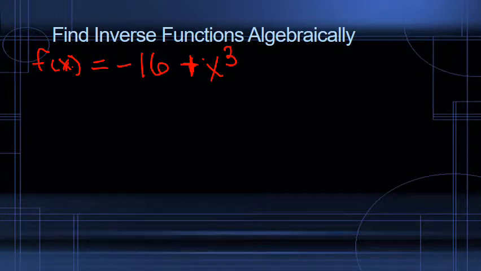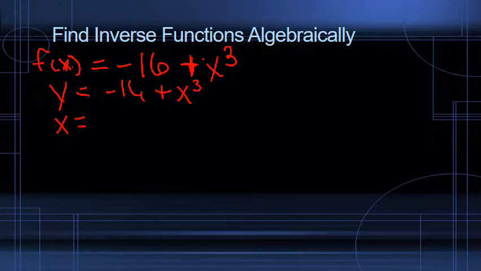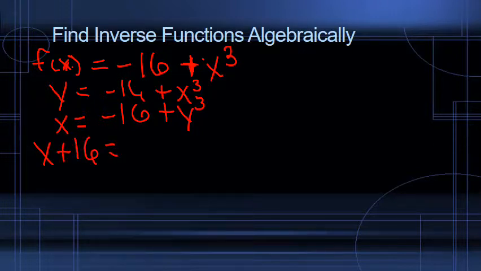Okay, so first thing we're going to do is we're going to replace f of x with y. We're going to rewrite this y equals minus 16 plus x cubed. And now we're going to swap our x's and y's. So I'm going to rewrite this again where I got x equals minus 16 plus y cubed. And now we're going to solve for y. So I'm going to first add 16 to both sides. Over here I've got x plus 16 equals y cubed.